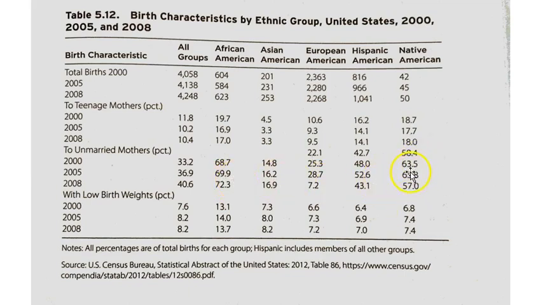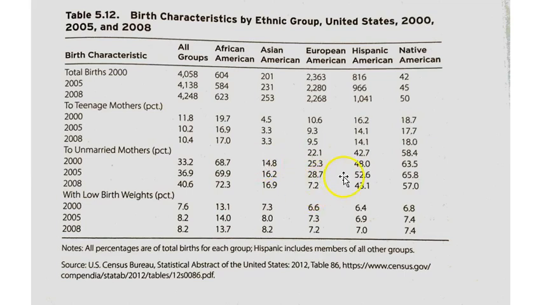Also for Native Americans coming in very high at 63, 65, and 57, although it's come down more for Native Americans than it has for African Americans. For Hispanic Americans, that's the third ranked group in terms of the rate of unmarried mothers, and that has had a U-shaped distribution where it went from low to high back to low. It's currently at its lowest rate for Hispanic Americans. For European Americans, currently it's a very low rate of unmarried mothers.